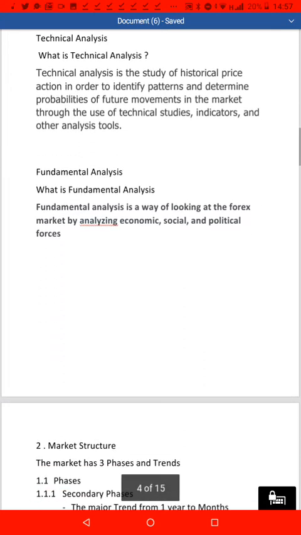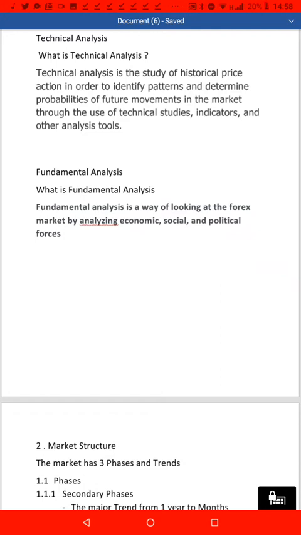Fundamental analysis is a way of looking at the forex market by analyzing economic, social and political forces. Fundamental analysis only dictates the market here and there, because if you understand, forex stands for foreign exchange. So the market is also dictated by the economic, social and political forces of that particular country or particular pair that you are trading.